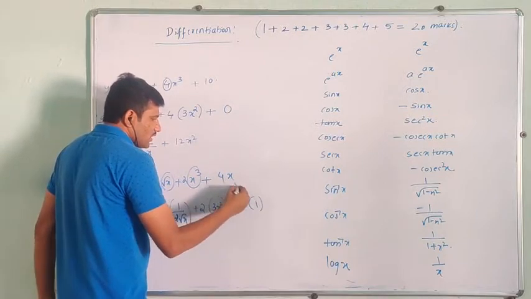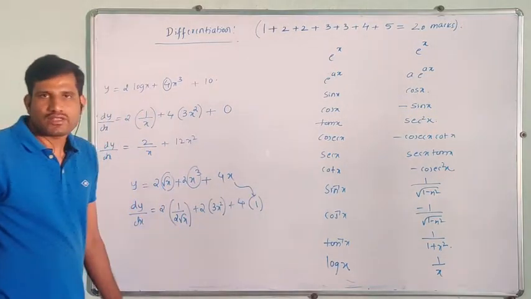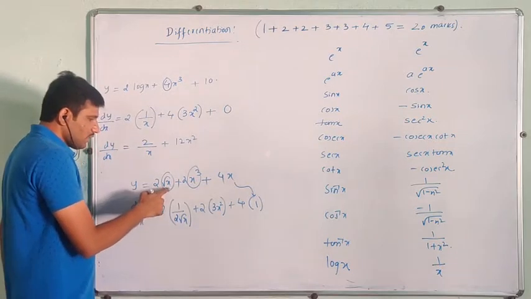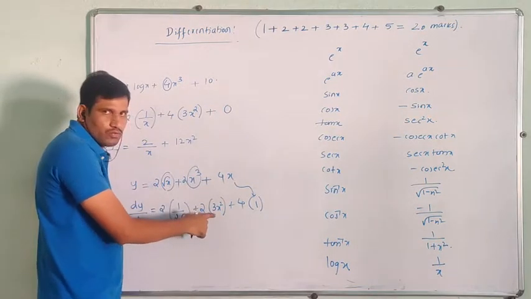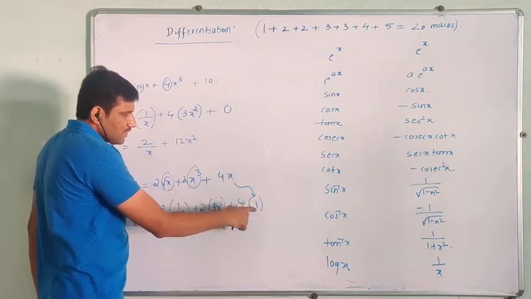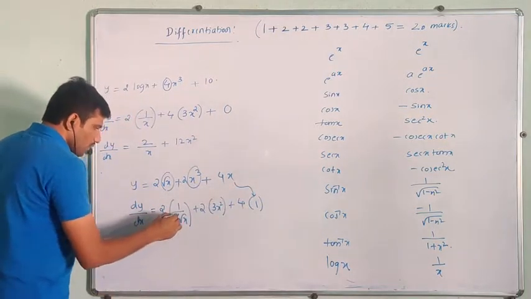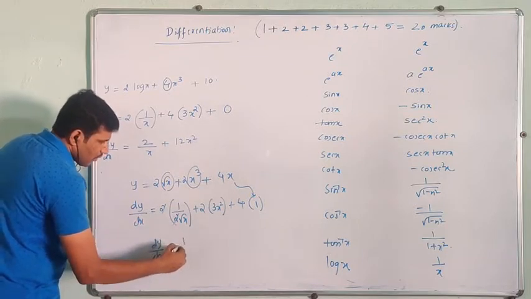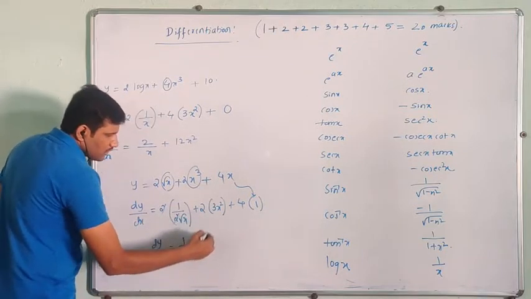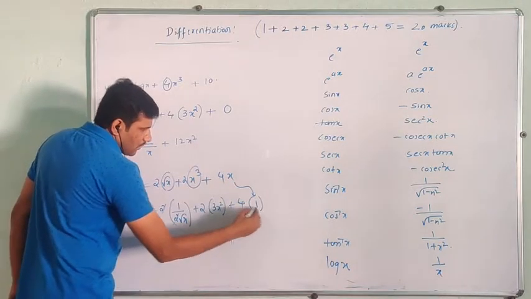What is the derivative of x? So 2 into the derivative of root x, 1 by 2 root x. 2 into the derivative of x cube, 3x square. 4 into the derivative of x, which is 1. So now here we will get the answer. Now it is dy by dx, so that is 1 by root x plus 2 into 3, 6x square plus 4 into 1.